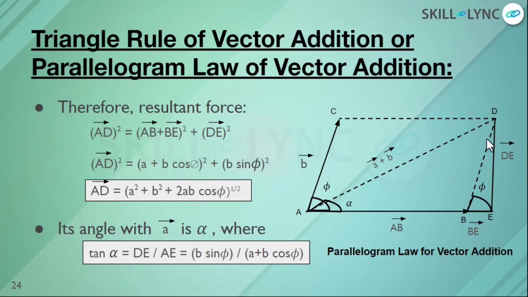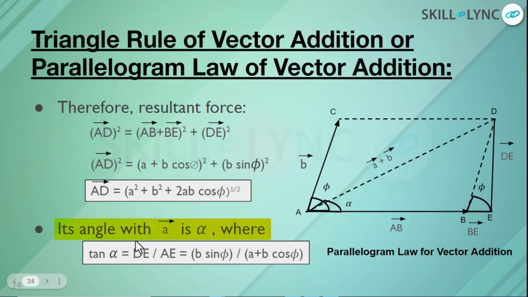B is again vector DB. Phi is the angle between DB and DE. Thus, DE would be represented by B sin phi. Again, getting back into the formulas, AD would be written as the square root of A square plus B square plus 2AB cos phi. This is called the resultant force.